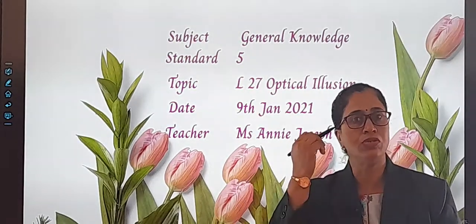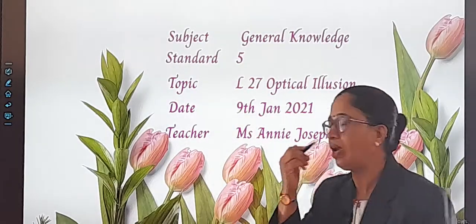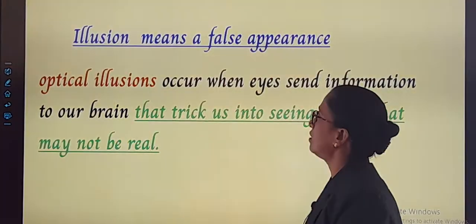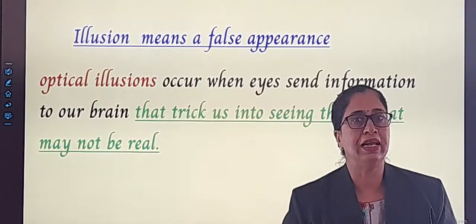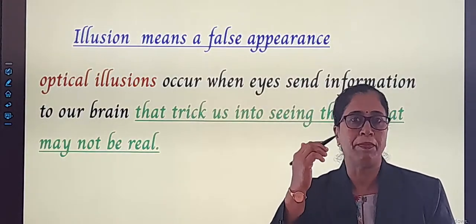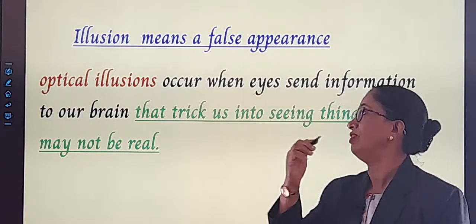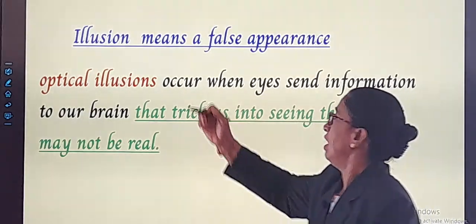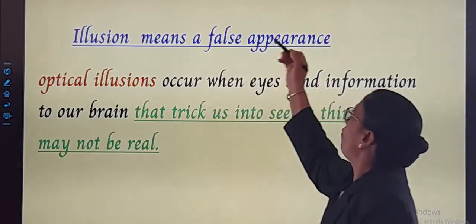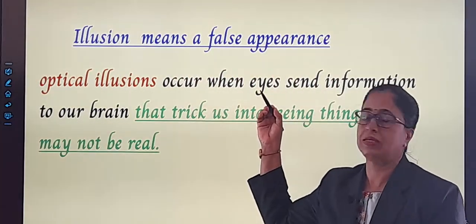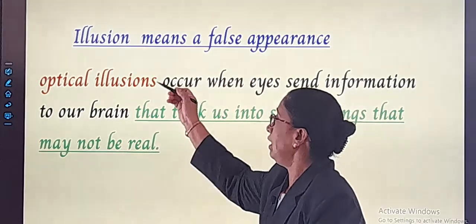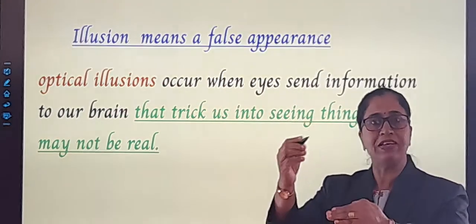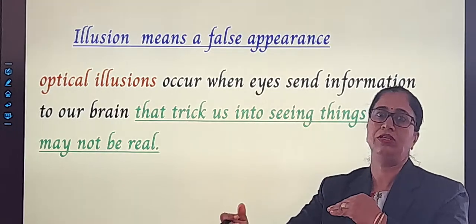Optical refers to vision, eyesight, okay? And when I say optical illusion, it is something related, illusion, a false appearance that you perceive which is related with your vision. Illusion means a false appearance. So, you start believing something which is not actually true.